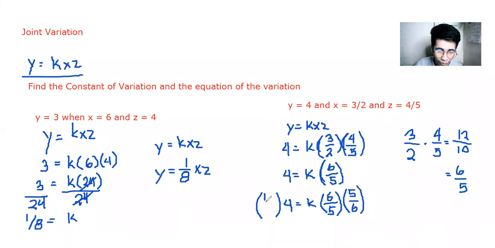Then ito, 5/6. I-multiply nyo lang both sides kung fraction yun, diba? Kung hindi naman fraction, edi wag nyo i-multiply both sides. Okay? Then, cancel si 6, cancel si 6, cancel si 5, cancel si 5, matitira na lang si K. Then ito, 5 times 4, 20. Matitira dito, 20/6. What is 20/6 in lowest term? In lowest term ba ito, 20/6?